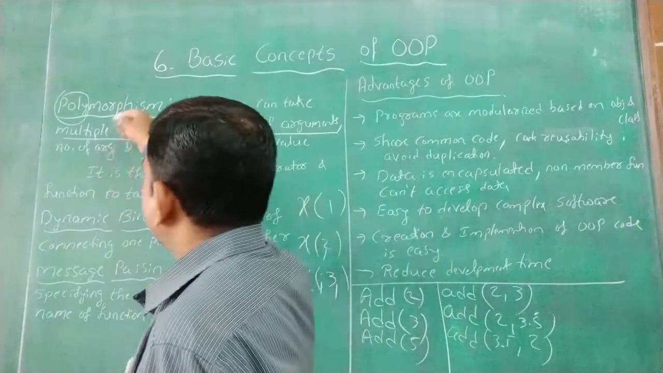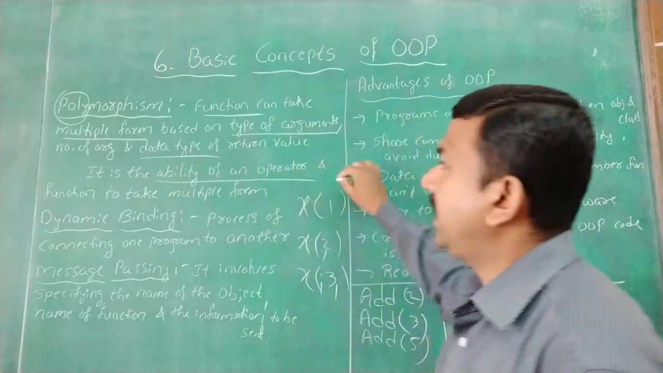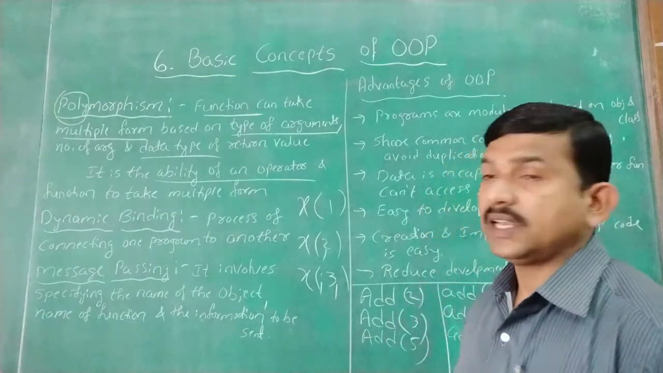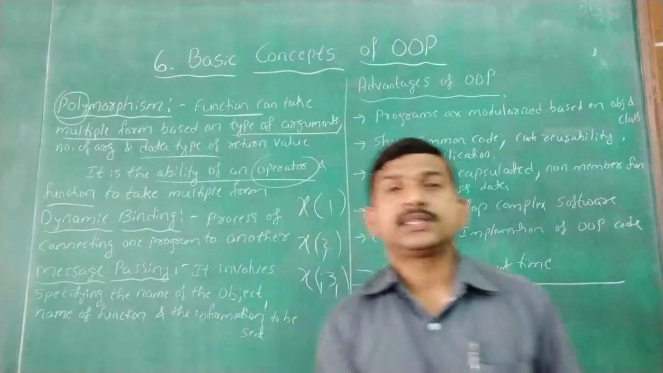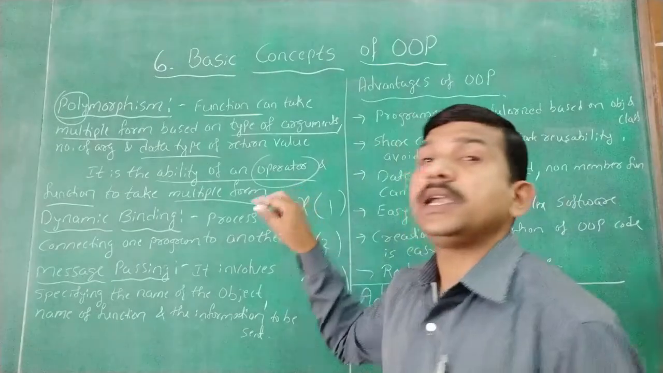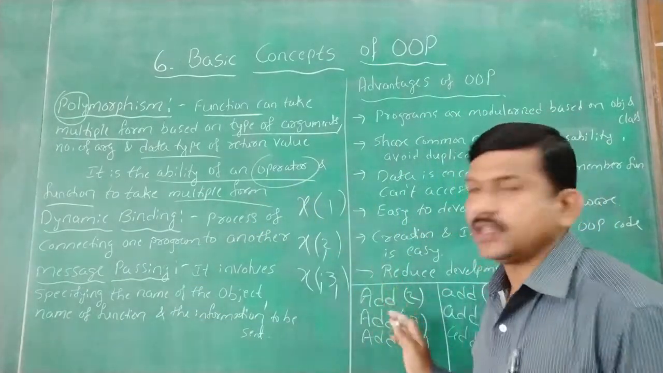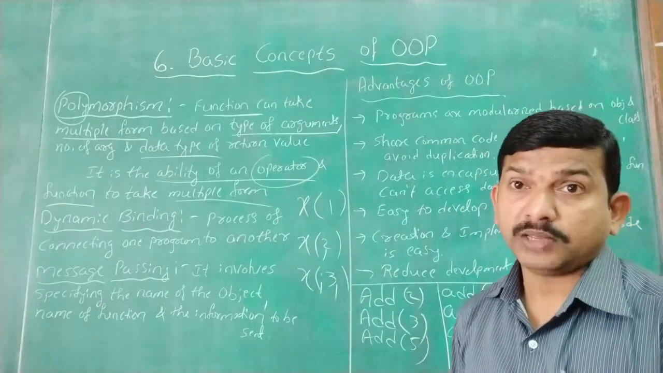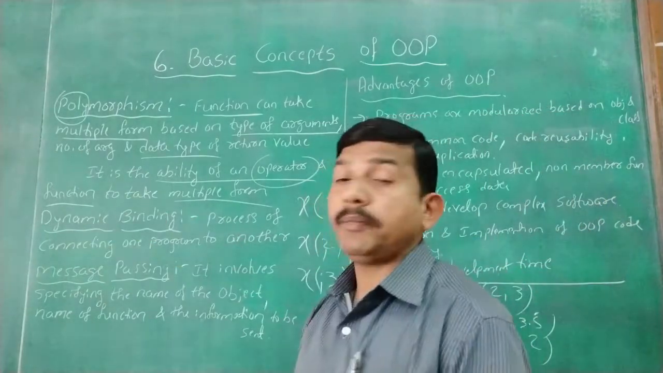So polymorphism is the ability of an operator and a function to take multiple forms. Sometimes we use operators also. So an operator and function take multiple forms, meaning different forms. Is it clear? So this is some introduction to polymorphism. Poly means many, and it takes many forms. Then dynamic binding.